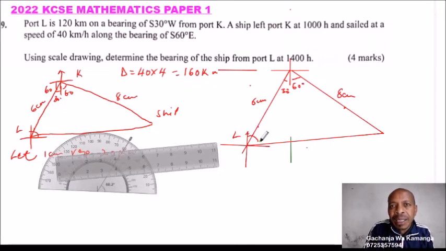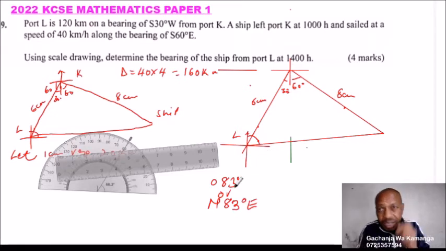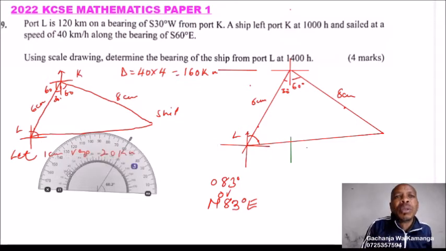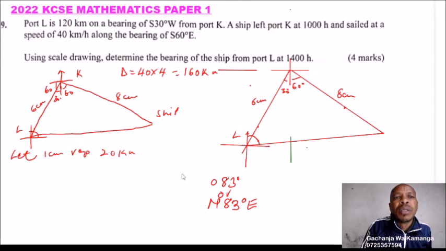So you measure that angle. When you measure that angle, you find that it is 083 degrees, or you can say from north you measure 83 degrees to the east. So that's the bearing if you do it correctly. And that is the procedure that you follow to do that, and you'll be able to get the 4 marks. So that's how you do that.